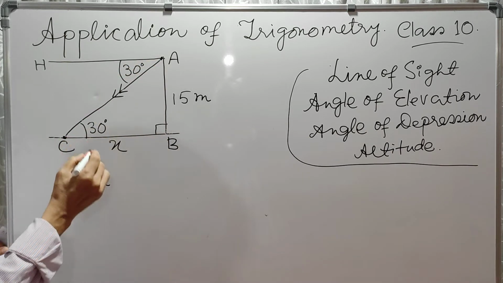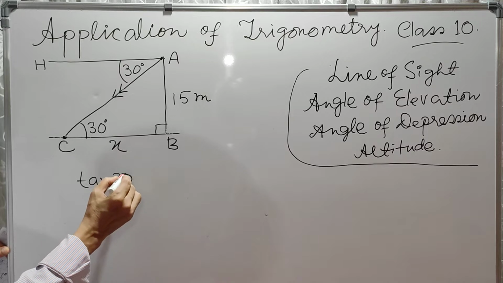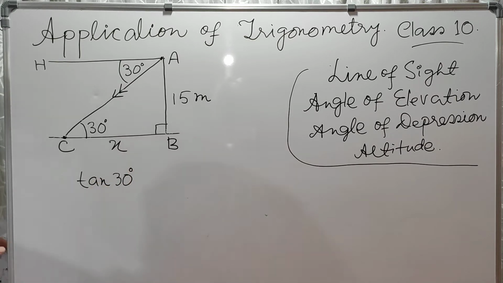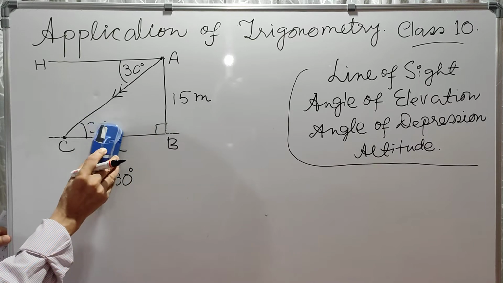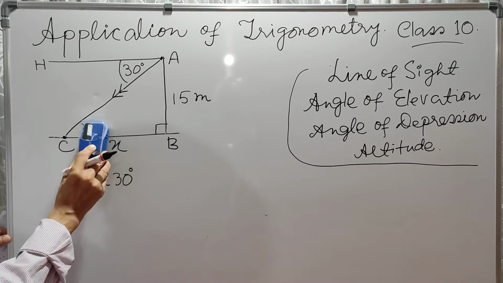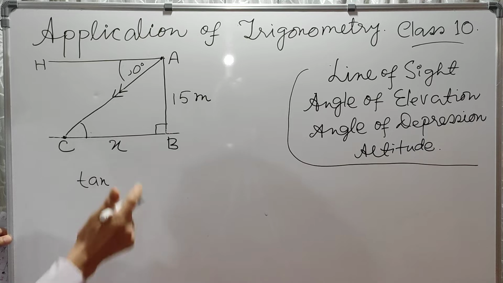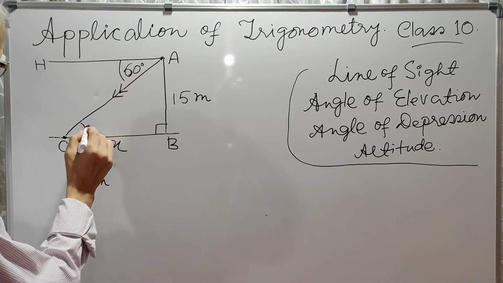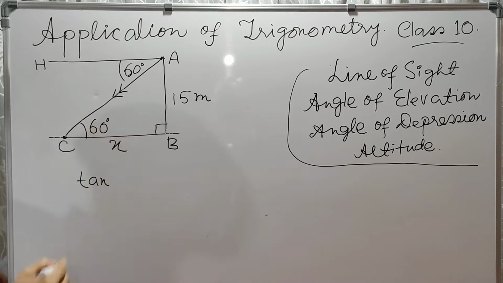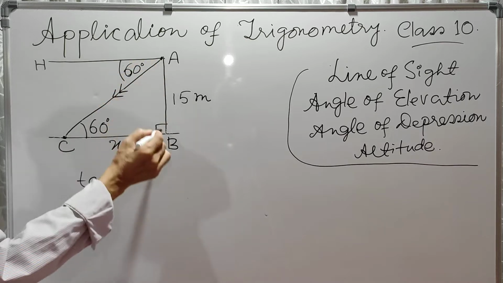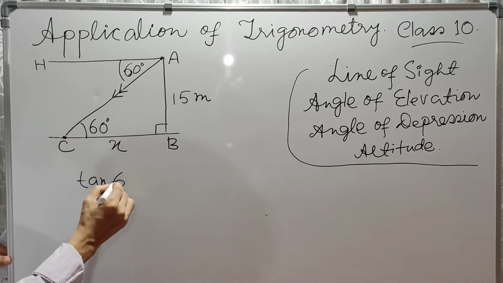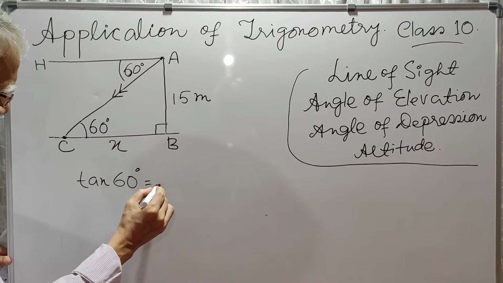So we can use tan of this angle, tan of 30 degree. Oh, sorry. This angle is given not 30 degree, 60 degree. This angle is given 60 degree. So this is 60 degree given, therefore this is 60 degree. Now we use this right angle triangle, thus tan 60 degree. Now tan 60 degree is what?